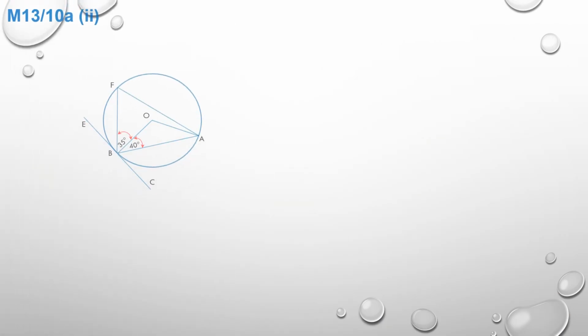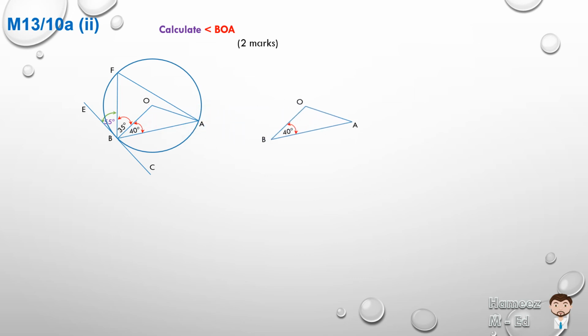As we look at part 2 of the question, let's remember that anytime we find an angle, we put it into the question on the diagram itself. So let's put in the 55 degrees from part 1. So part 2 is asking us to calculate angle BOA. So if we look at the angle BOA, it's the minor angle, the smaller one. And let's extract that triangle.